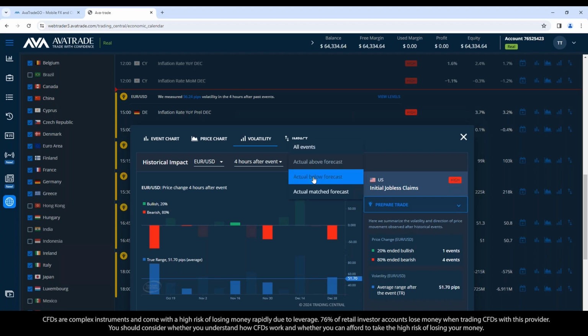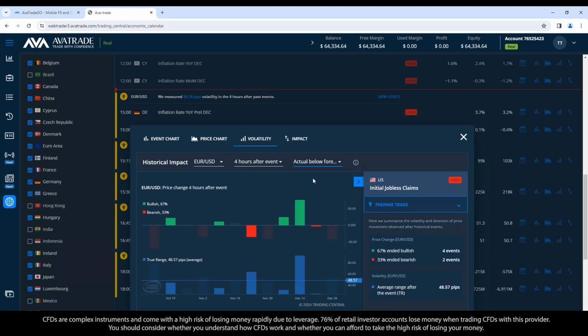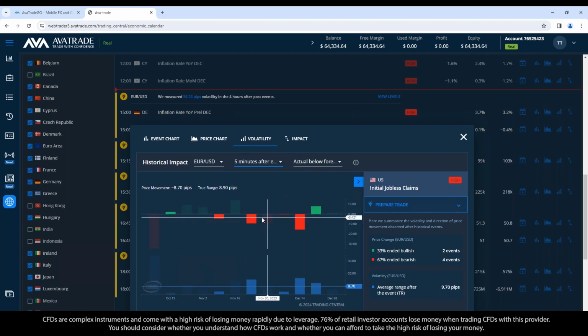And it's interesting because if they come in below forecast, it's still good data, but not as strong, but 67% of the time up, 33% down. And again, you see the size of the movement up is bigger than the movement size down. So after 4 hours, statistical advantage to buy from the past if it comes in below forecast. In the first 5 minutes, it went the other way.